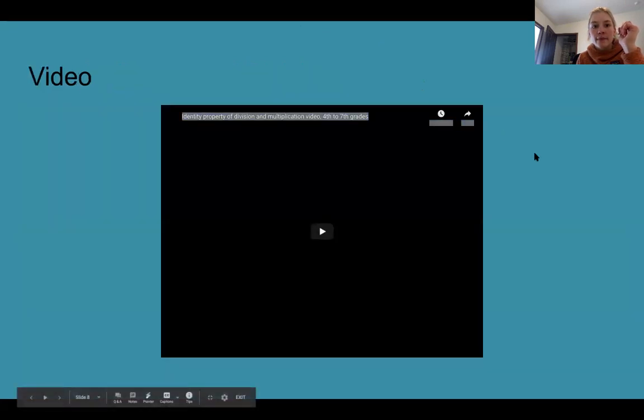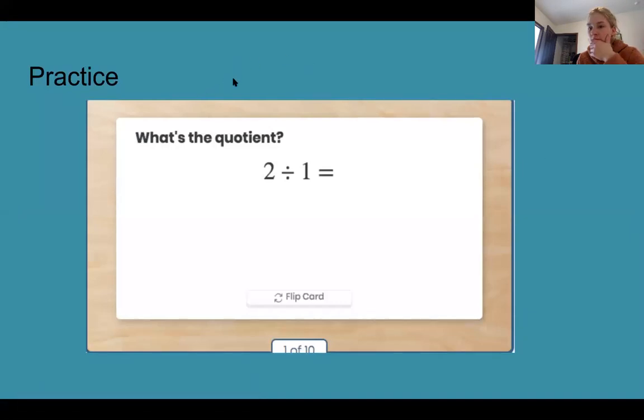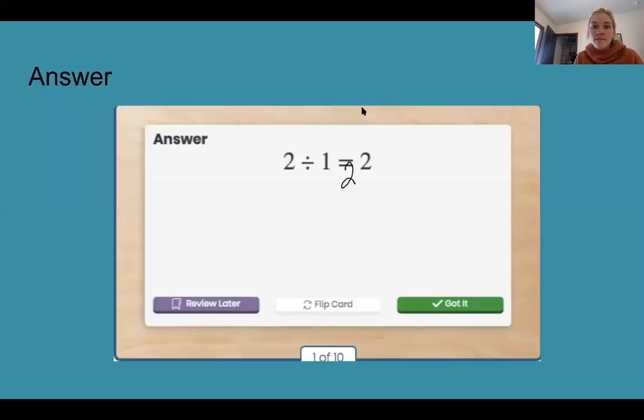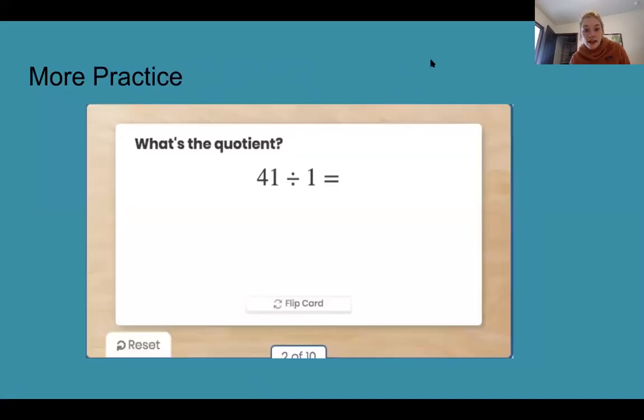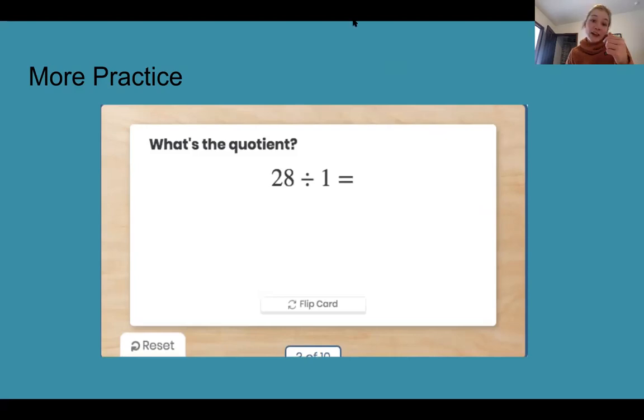Okay. So what is the quotient? You got it, 2. And we use the identity property of division. Very good. Okay, what about 41 divided by 1? What would that be? Yes, it would be 41. And last one, 28 divided by 1 would be 28. Good job.